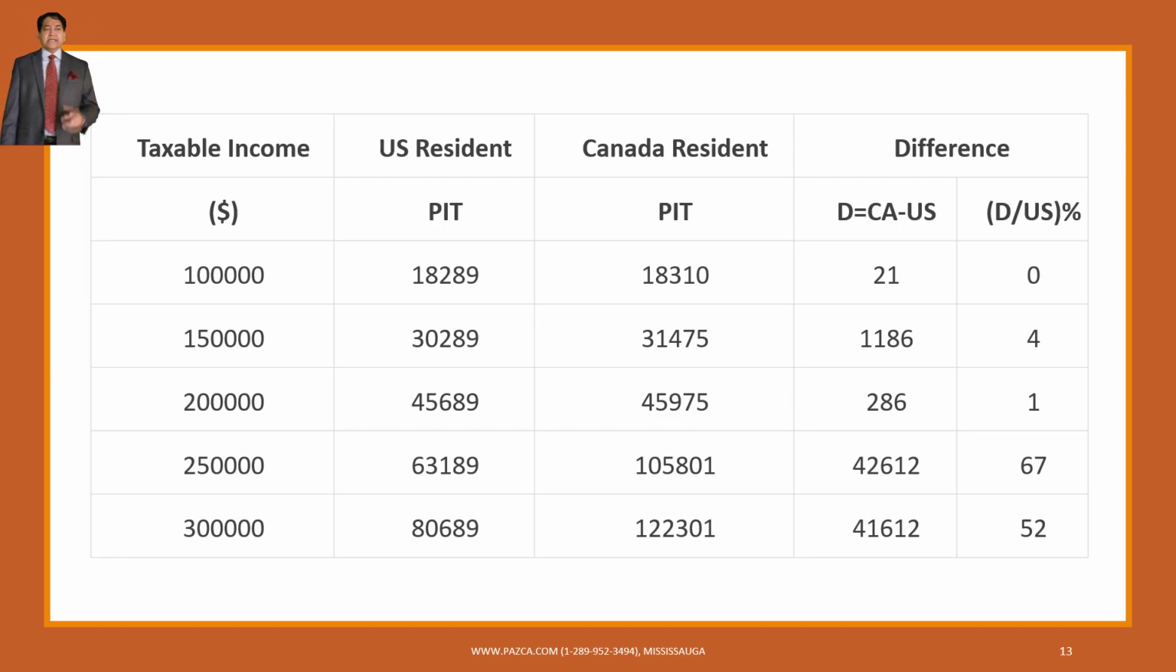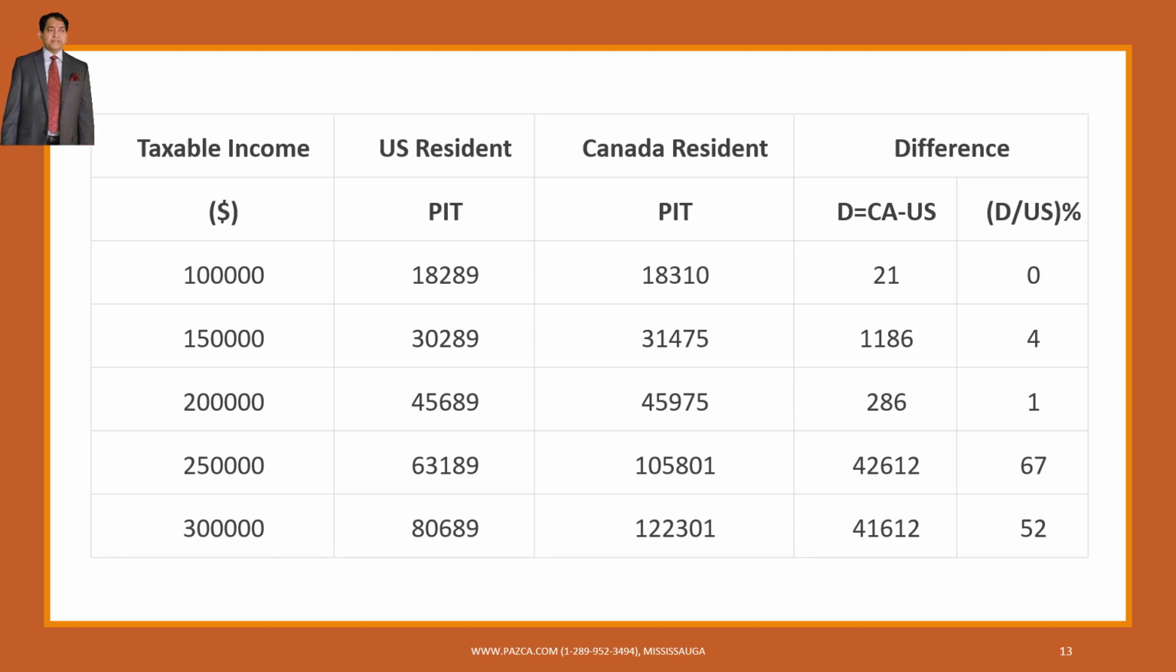If you just look at the tax liability of a US resident and a Canadian resident, you will notice that anyone earning $100,000 in either country is paying more or less the same tax, because the difference is only 0%, if you look at the last column. Similarly, anyone earning $150,000, it's the Canadian who has to pay more tax, and the difference is $1,186 or 4%. And interestingly, when you look at the third band, that is $200,000, more or less the tax liability is the same in both countries.